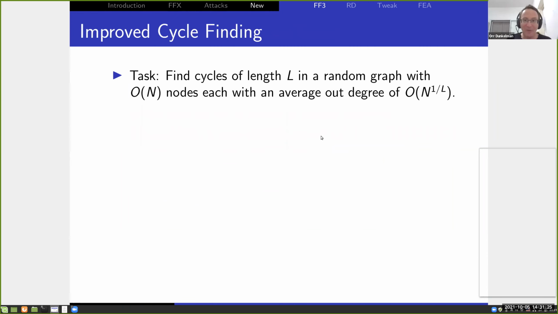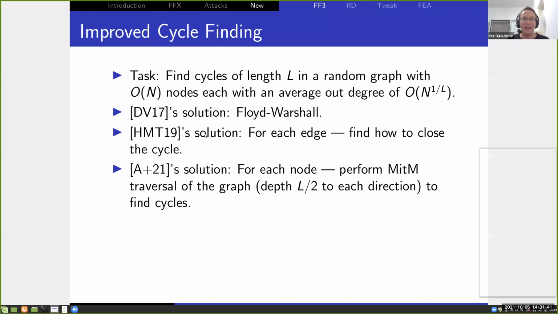The cycle finding, I remind you, this is a problem in graphs. So we need to find cycles of length L in a random graph. And in our parameters, there are about order n nodes, and each of them has an average out degree of order n to the 1 over L, where L is the length of the cycle. The original solution was Floyd-Warshall. The HMT solution was to find an edge and then try to close the cycle somehow.